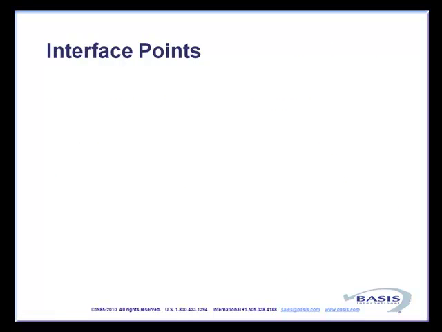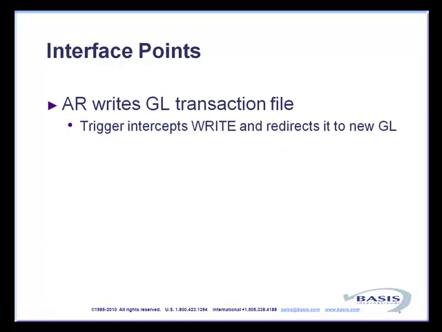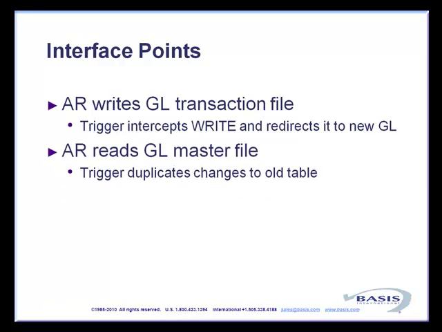So what were the interface points between the old modules and the new? Well, the old accounts receivable writes a General Ledger transaction file. So the trigger intercepts that write and redirects it to the new General Ledger. The old accounts receivable reads General Ledger master file information to determine the structure of the transaction. And the trigger now duplicates the changes to the old table.